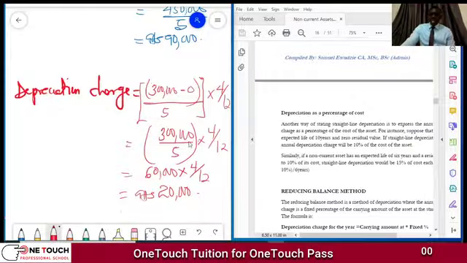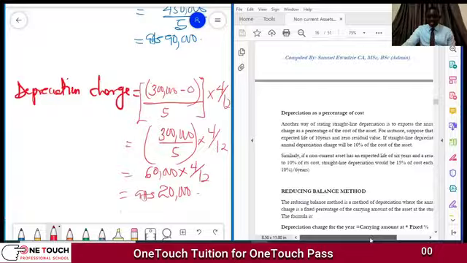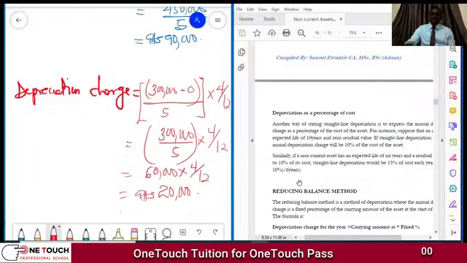Now, depreciation as a percentage of cost. As I mentioned earlier, there are instances where the rate of depreciation will be given to you. When the rate of depreciation is given, you just apply the rate to the cost of the asset or to the depreciable amount of the asset. So another way of stating straight line depreciation is to try and expand this.